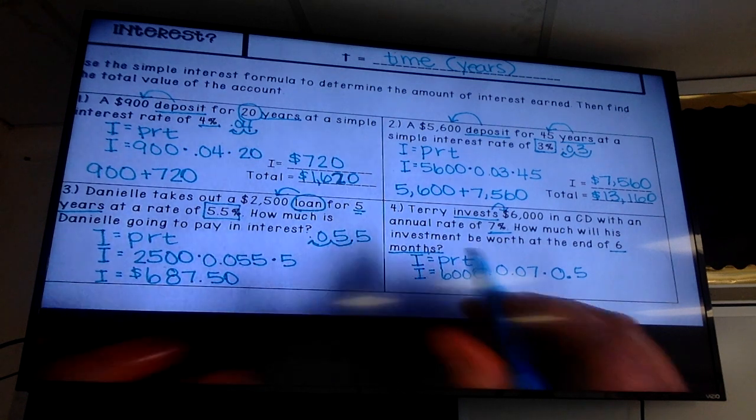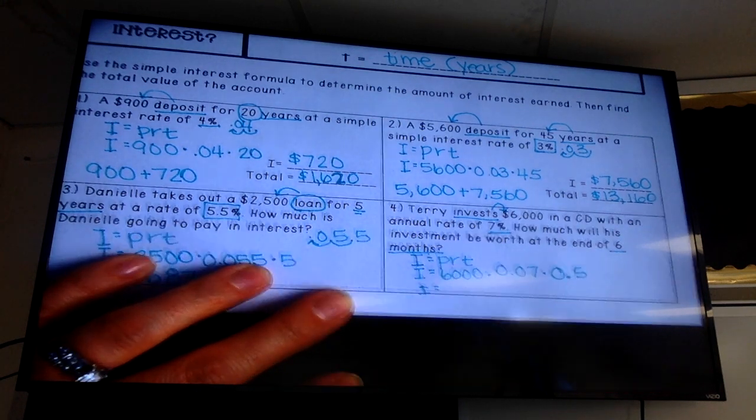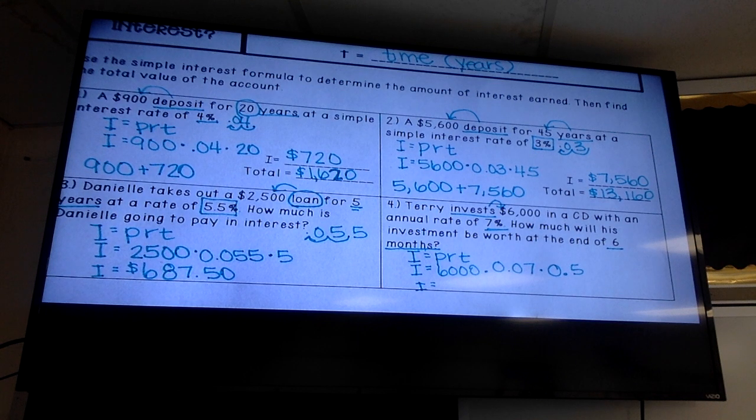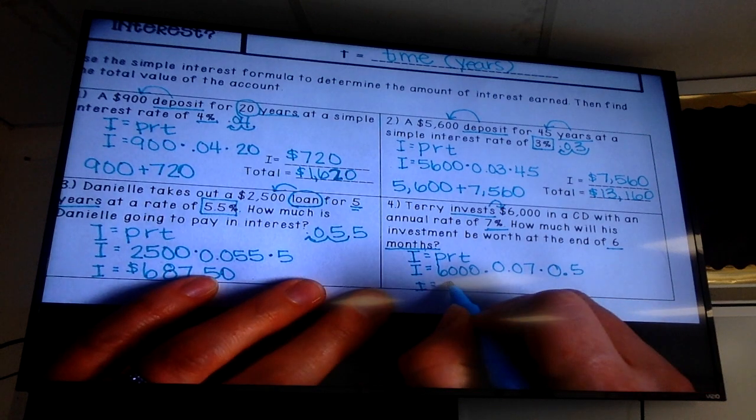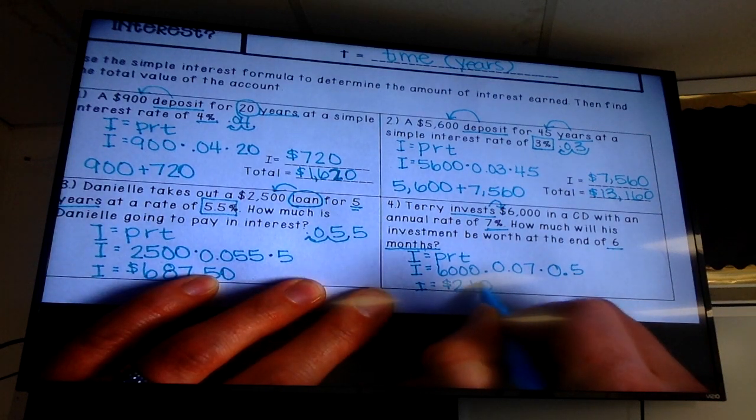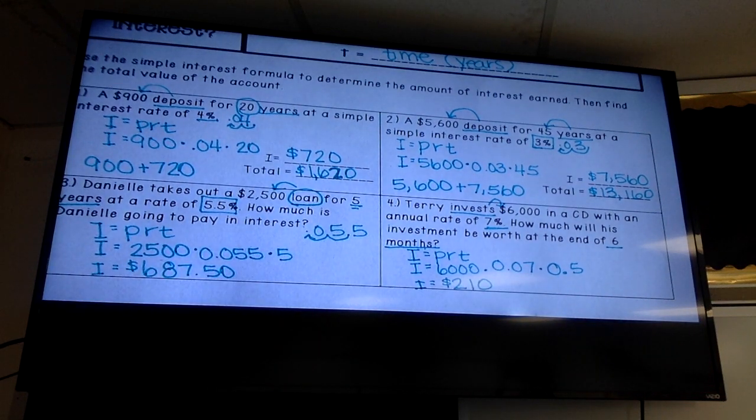Okay, so let's figure out how much interest he would make in just those 6 months. So I'm going to do 6,000 times 0.07 times 5/10, which represents a half of a year or 6 months. And in just those 6 months, his interest is going to be $210.